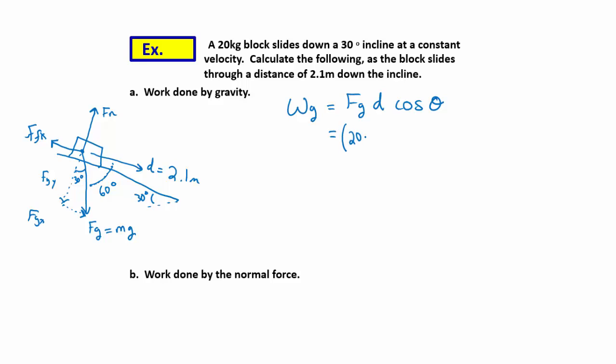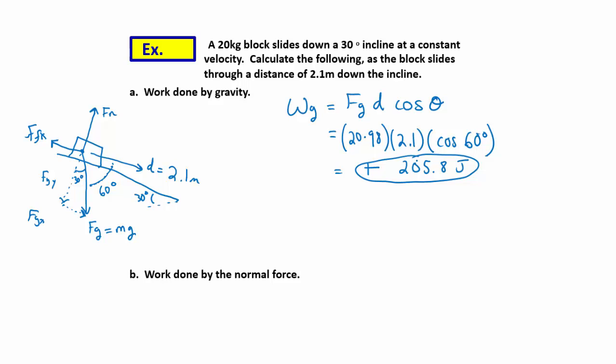So I can go ahead and put my force of gravity was m times g. We've got a 20 kilogram block times 9.8, and then the distance through which that force acted was 2.1 meters, and then we're going to use cosine of 60 degrees, which was the angle between the displacement and the force of gravity. And when we do this, we're going to get a positive value. Gravity was adding energy to this block of 205.8 joules. Okay, totally works well.